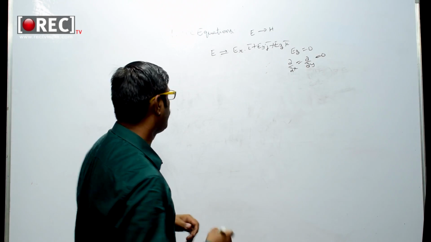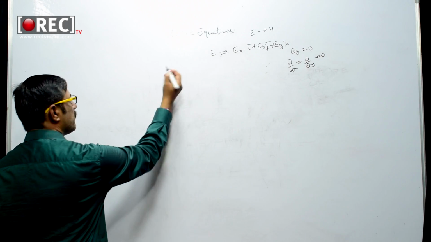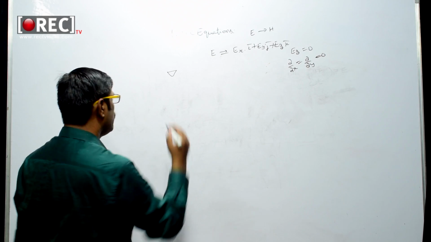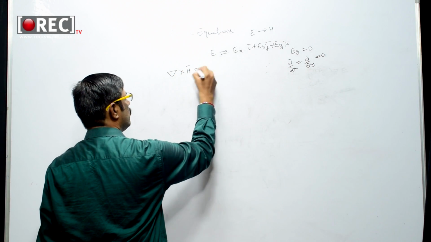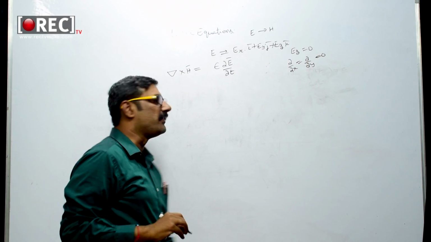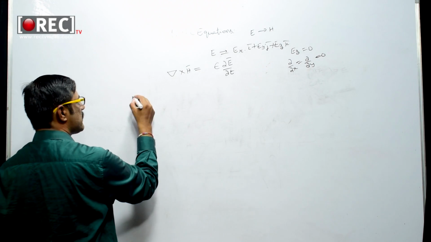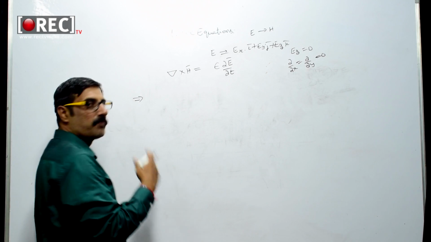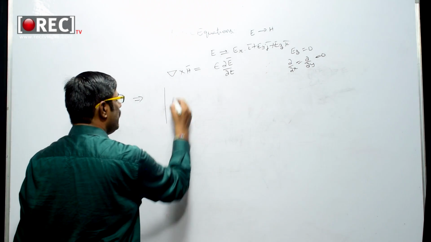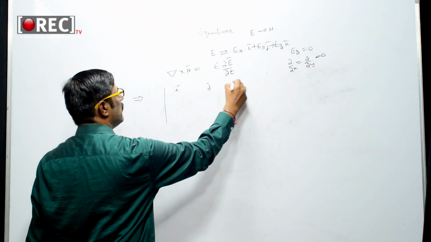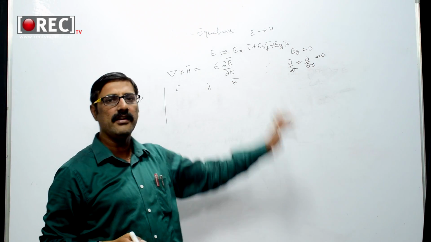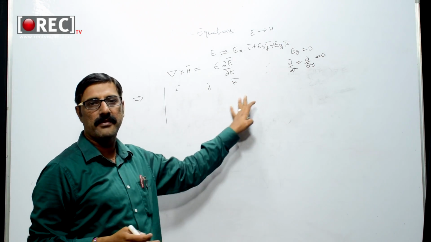For the first Maxwell equation we have del cross H, and of course we are considering free space, so sigma is 0. So del cross H is equal to simply, now let us expand this. If I expand this curl in the Cartesian coordinate system, you will get I bar, J bar, K bar. Of course, in some textbooks they write it as Ax, Ay and Az, but for simplicity I am using I bar, J bar, K bar.